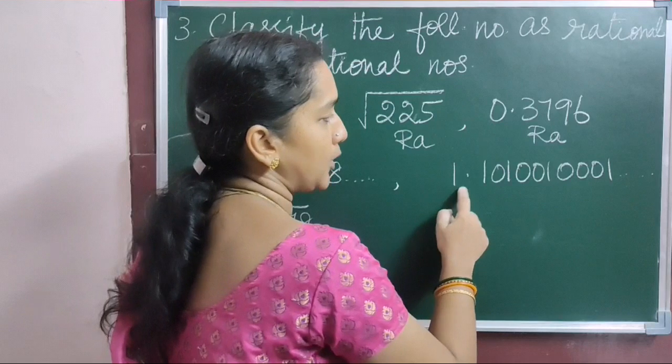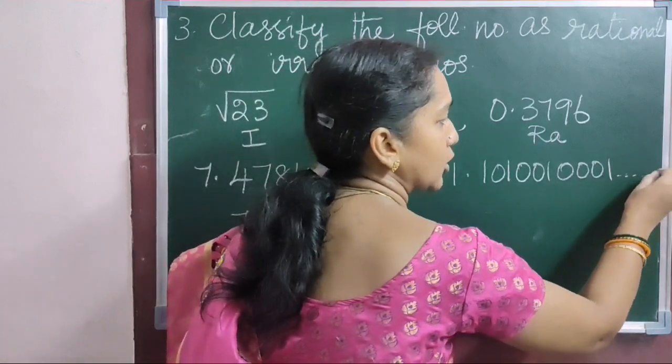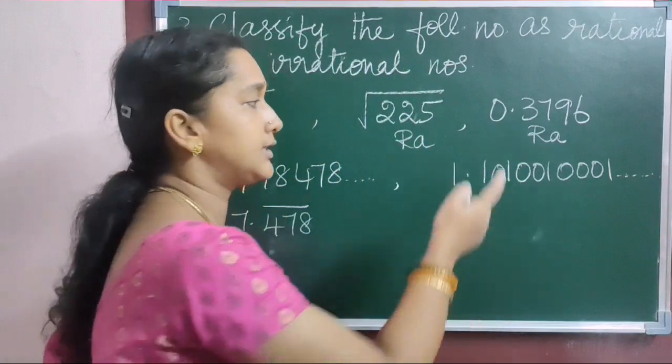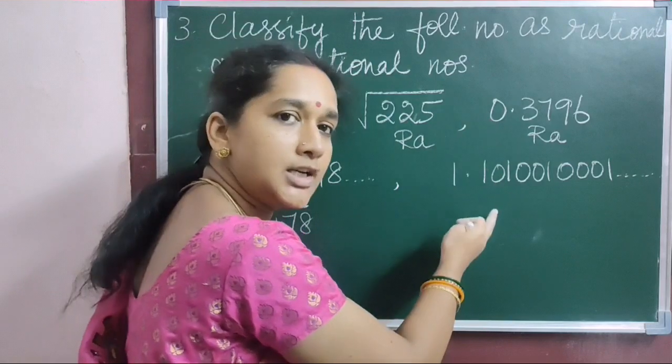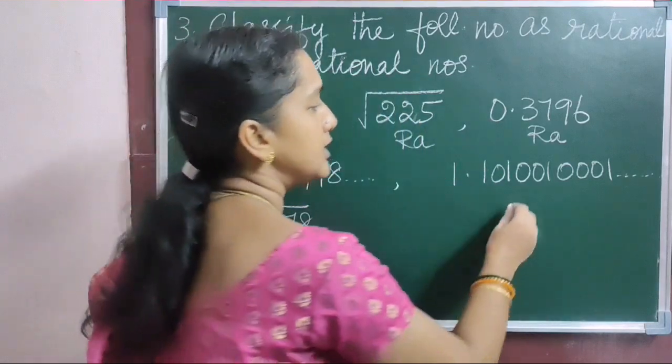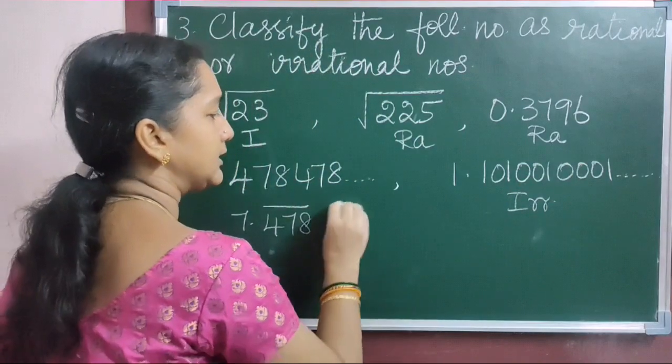This one, 1.101001001, after that also the dot is given. So this is neither terminating nor recurring. That is, it is non-terminating and non-recurring. So this number is an irrational number. The others are rational.